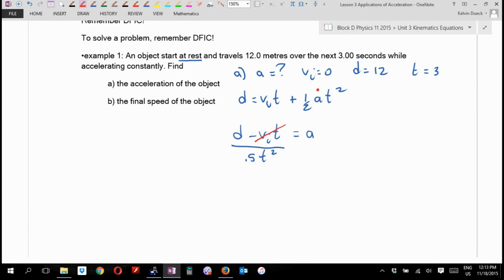And here, this would be 0 times time. Nick, what's 0 times anything? So this just, you know what? It would vanish. You don't have to do that, but if you spot that along the way, yeah, you saved yourself some typing.